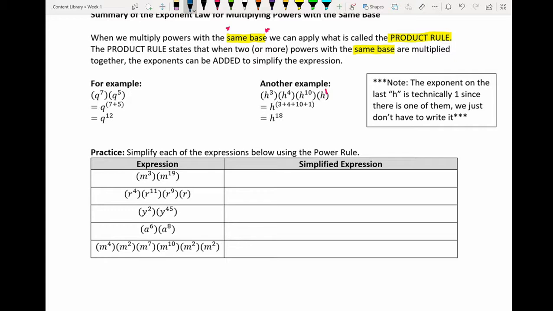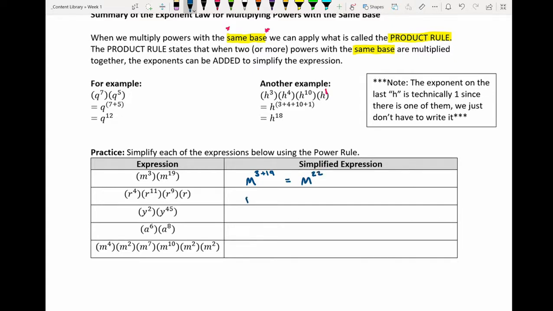Alright, so hopefully you paused and you didn't just wait. But if not, that's fine, because you can go through and just practice again on your own. You can find more practice questions. But to simplify the expression, we're going to do m to the power of 3 plus 19. So because the bases are the same, we can add the exponents. So we get m to the power of 22.